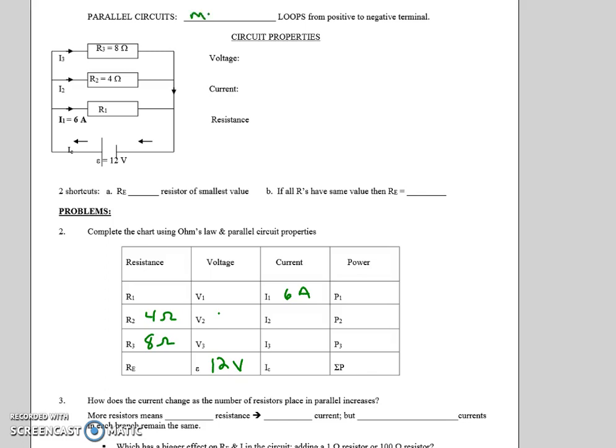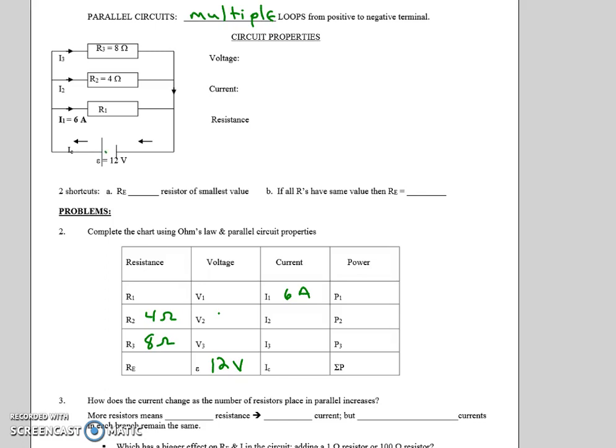There are multiple loops from the positive to the negative terminal. So there's one loop, don't circle these yourself, two loops, three loops. Alright, so coming from the problems we did with Kirchhoff's laws, this is much simpler to look at and understand. Okay, so let's get right into circuit properties.